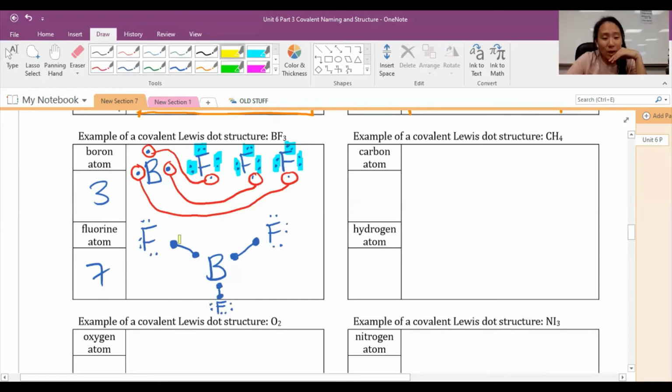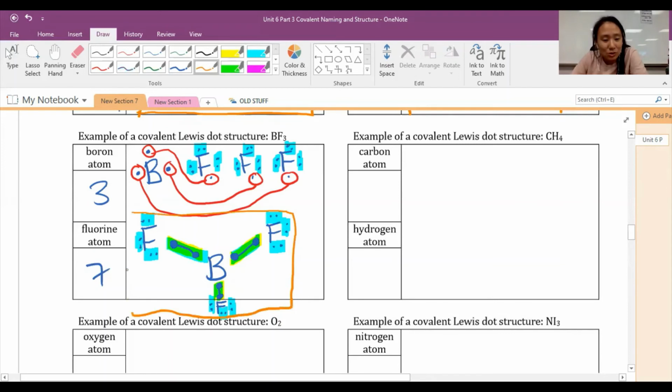So if you look at boron here, good old boron has 2 electrons here, 2 electrons here, 2 electrons here. That's total 6. And remember, boron's weird. It only wants 6. And for fluorine, they get their 8. 2, 4, 6, 8. 2, 4, 6, 8. 2, 4, 6, 8, right? So this is what the actual covalent structure looks like, right?